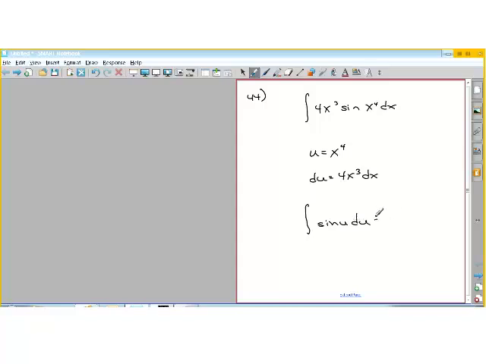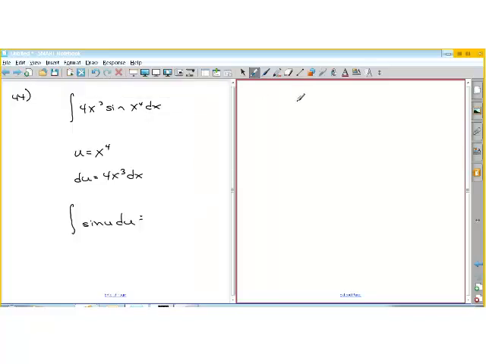So we go to page 250 and we say, okay, do we have a trig function? Can we integrate that? And the answer is yes. The integral of the sine is negative the cosine. We add our arbitrary constant c, and then we substitute back in. u was equal to x to the 4th. So that is the integral, and that was number 44.